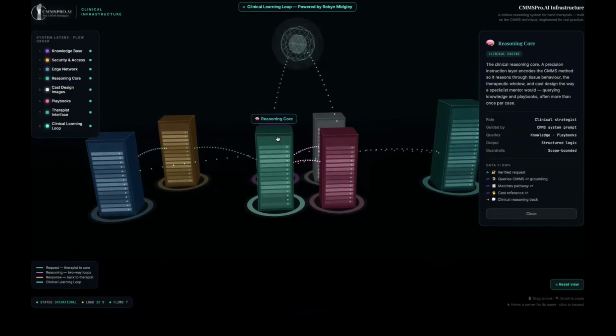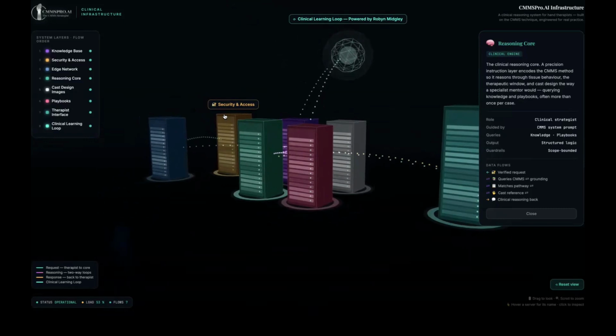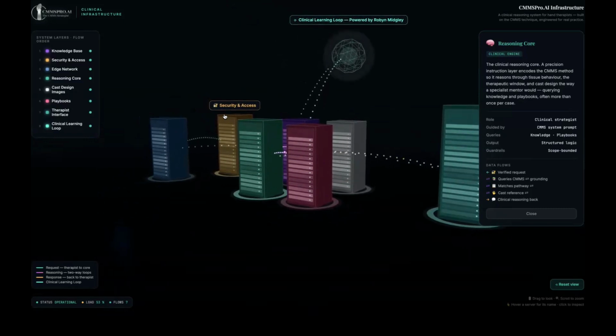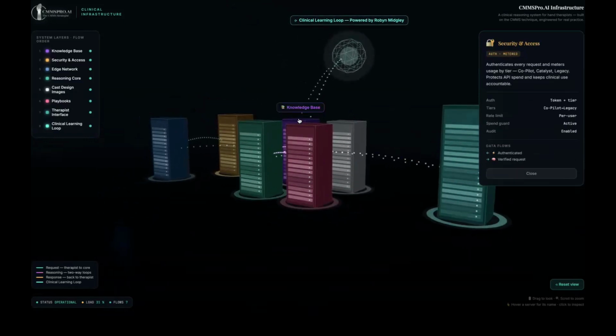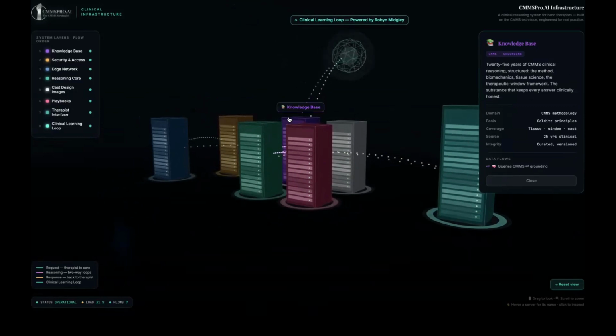At the center sits this reasoning core, and this is where the clinical thinking happens, and the flow stops being one-directional. It reaches the knowledge base, and this is where Sims theory is held: the method, the biomechanics, the therapeutic window framework. And it goes into the playbooks.